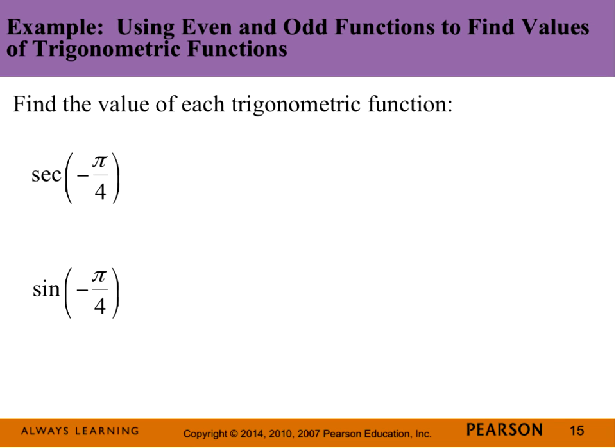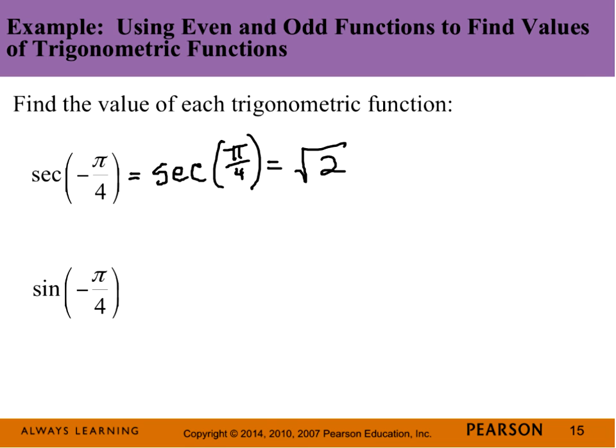Okay, so using even and odd functions to find values of trigonometric functions. So we have the secant of -pi/4. And if you look back at the last page, you see that the secant is an even function. So what we should expect is that the secant of -pi/4 is the same exact thing as the secant of pi/4. And we've already done the work for the secant of pi/4, and we found that the secant of pi/4 was the square root of 2.